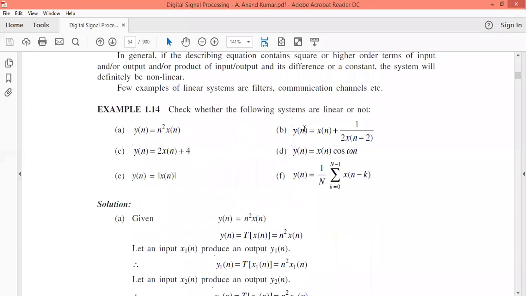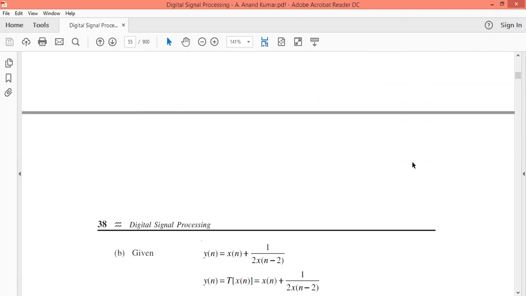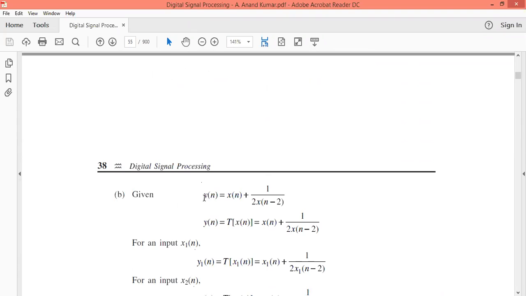So then in the place of x, write x3, where x3 is ax1 plus bx2. Check y3, whether y3 is ay1 plus by2. If y3 is equal to ay1 plus by2, then we say that the system is linear. Otherwise, we say that the system is non-linear. Now see this example. This is the example we are taking.